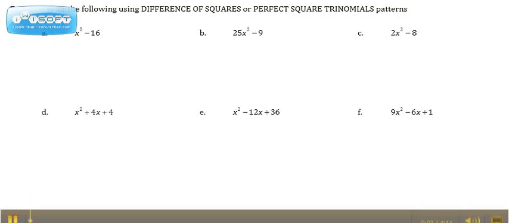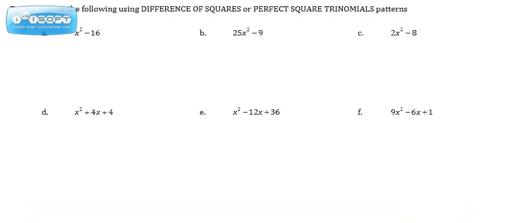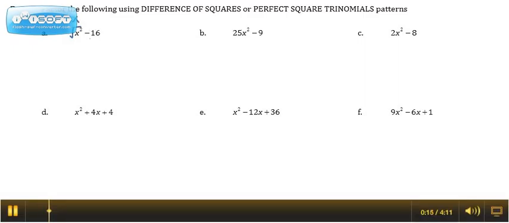Okay, so today what we're doing is move to example 1. It says, factor the following using a difference of squares or perfect square trinomial patterns. So if we look at A, this is a difference of squares because I can take the square root of x squared, which is x. I can take the square root of 16, which is 4. And again, it's a difference, so there's a minus sign right there. So this is going to factor to x, 4, x, and 4.